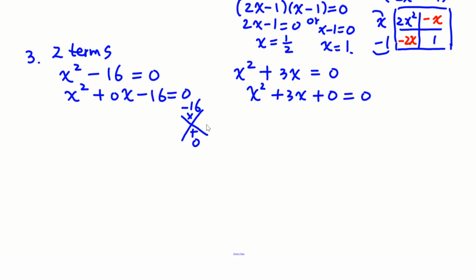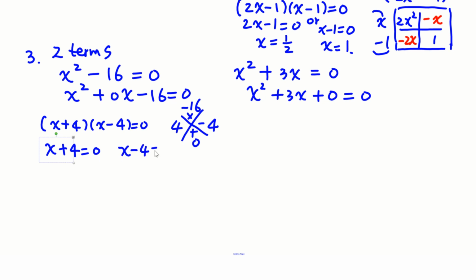So you need to have 2 numbers that are the same in size. They will be the square root of 16, which gives you 4, and the other one will be negative 4, because added together you need to have 0. So then you have (x plus 4)(x minus 4) equals 0. This one we also call difference of squares. So we have x plus 4 equals 0 and x minus 4 equals 0. Then you have x equals negative 4 and x equals positive 4.